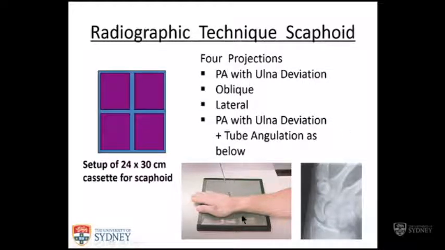Now, how much do you angle there? The most common is around about 25 degrees. What it will actually do is elongate the scaphoid. So angulation elongates things. People tend to have their own methods, but about 20, 25 degrees is about what most people would use. And you get this elongated scaphoid, and it's actually quite a good projection.